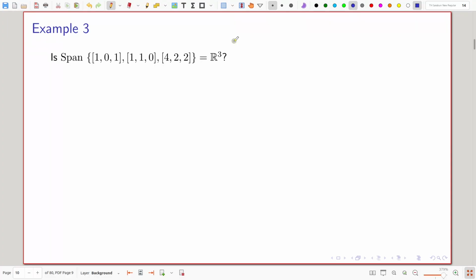How about this? Is the span of this R cubed? You can use the same reasoning. The first two vectors are not parallel, but the third one belongs to the span of the first two. Does this belong to the span of (1, 0, 1) and (1, 1, 0)?